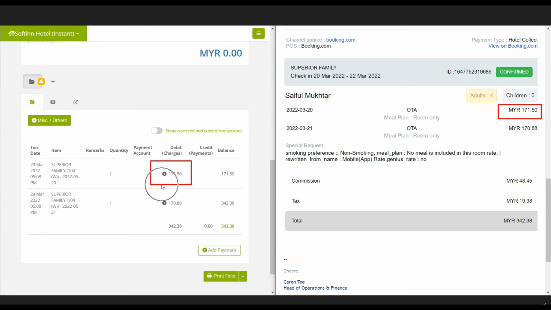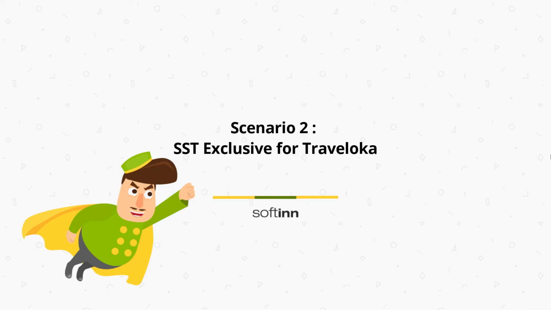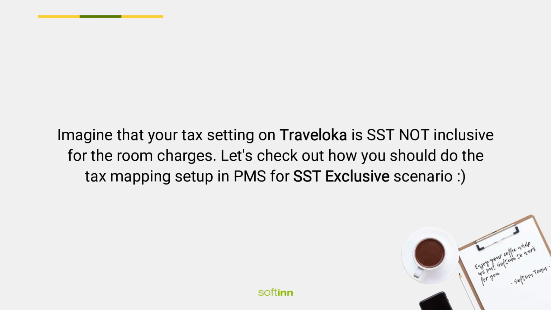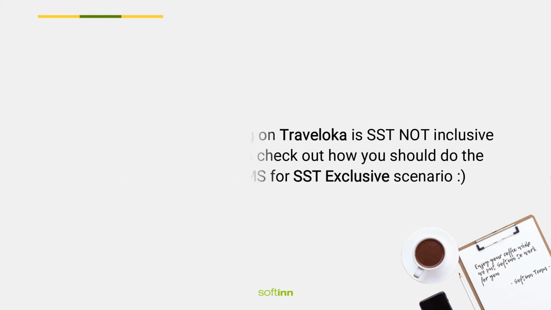Scenario 2, SST exclusive for Traveloka. Imagine that your tax setting on Traveloka is SST not inclusive for the room charges. Let's check out how you should do the tax mapping setup in PMS for SST exclusive scenario.